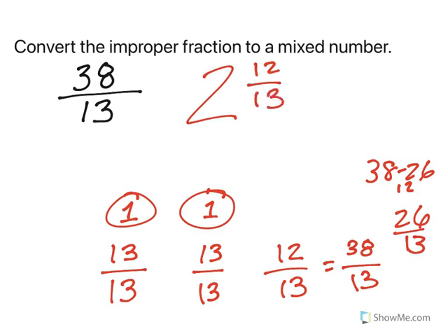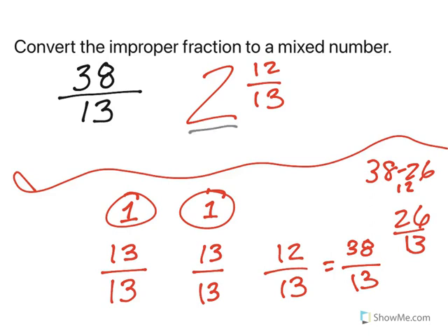over 13. Another way to think of this is, how many times does 13 go evenly into 38? That answer is 2. How much is left over? So again, 26 is 2 groups of 13, and there are 12 left over. So the mixed number would be 2 and 12/13.